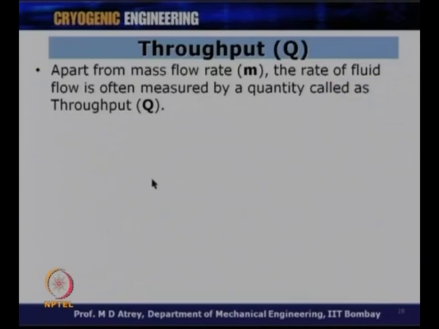Now, let us come to the next nomenclature which is prevalently used in vacuum technology, which is nothing but throughput, normally designated as Q. So, apart from mass flow rate m dot, the rate of fluid flow is often measured by a quantity called throughput Q. We can call something a mass flow rate, which is kg per second, but then we have one more parameter called Q, and it is very important because it talks about both pressure and volume flow rates. So, what is this Q?